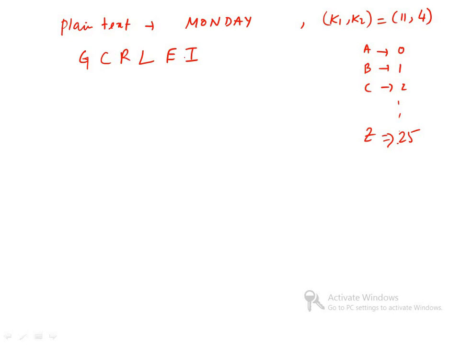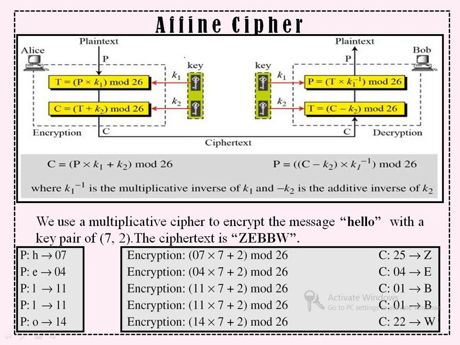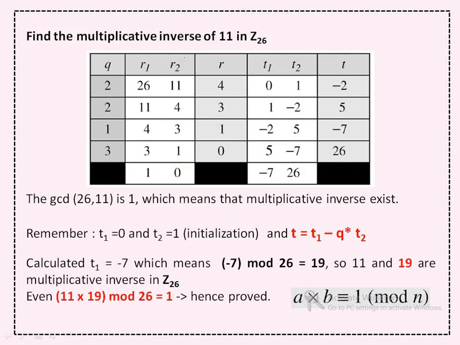Any doubt with the affine ciphering? Any problem? Okay, fine. Alright. So this is what I was talking about. I was talking about this one in fact.